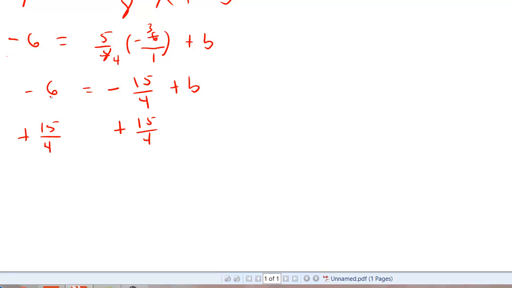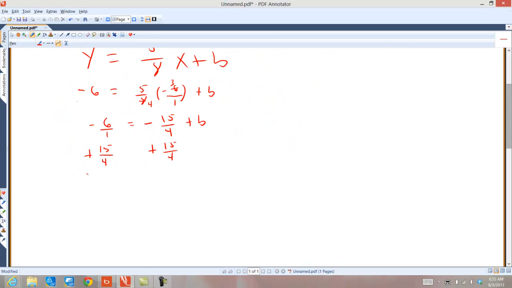Again, remember this is the same thing as negative 6 over 1. So I have to get a common denominator for 1 and 4, which is 4. So let's go out to the side here, rewrite this. So my common denominator is 4. Now to change this to a 4, I multiply 1 times 4. So I also have to multiply 6 times 4, which makes that 24 over 4. Plus 15 over 4, and that will be equal to b.